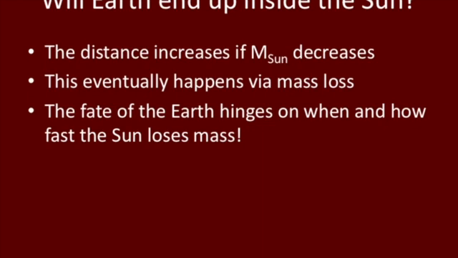Well, given that it melts, does it survive anyway, or does it end up inside the sun? This turns out to be circling back around to the mass loss question, because the distance between the Earth and the sun will increase if the mass of the sun decreases. This eventually happens via mass loss. But the fate of the Earth, whether it ends up inside the sun or not, depends critically on when and how that mass loss happens.